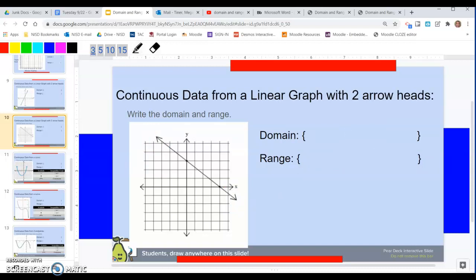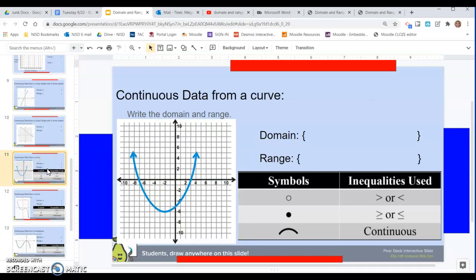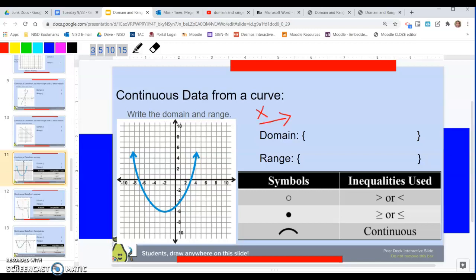But let's look at an example where you might have arrows on two ends, but not necessarily a straight line. Okay, so this example, let's start with the domain. Domain from left to right, this is a set of all x values. So if I look here on the left, I can't necessarily draw a line here because I have an arrow. On the right, same thing, can't necessarily draw a line here because I have an arrow. So my domain goes from negative infinity to positive infinity. So my domain is all real numbers. I'm just going to put all reals.